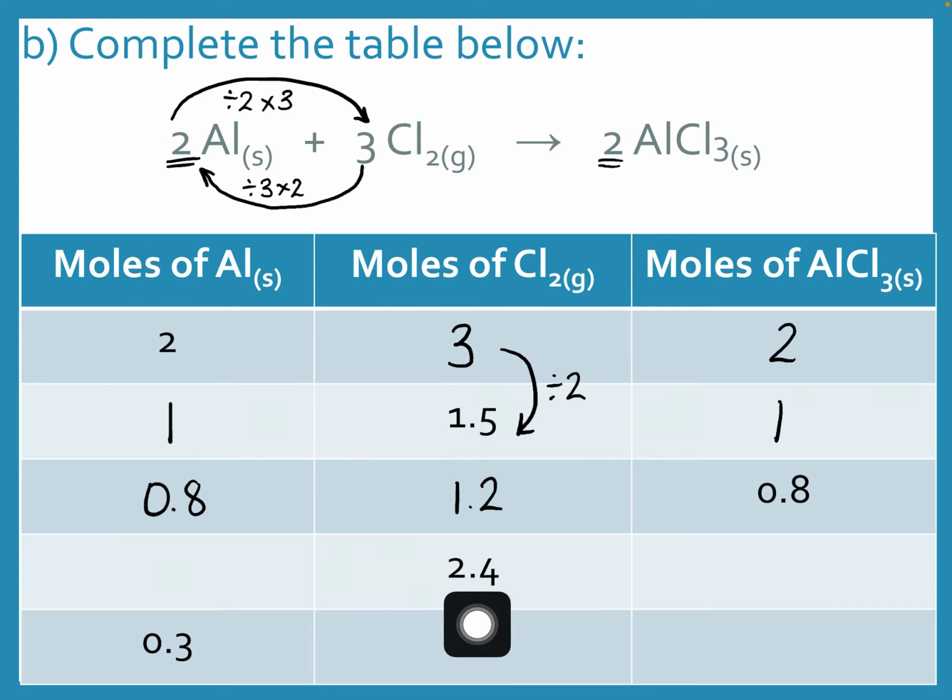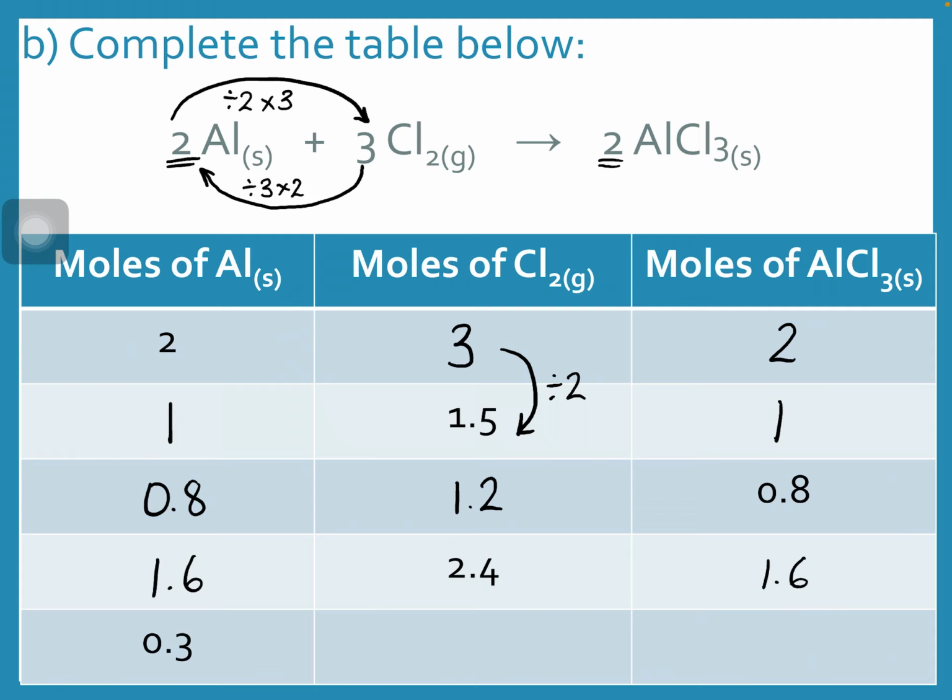Next one, I have 2.4 moles of chlorine, so how much aluminum and aluminum chloride would I need? So from here, I'm going to divide by 3 and then multiply by 2. So 2.4 divided by 3 is 0.8. 0.8 times 2 is 1.6. And aluminum and aluminum chloride are the exact same.